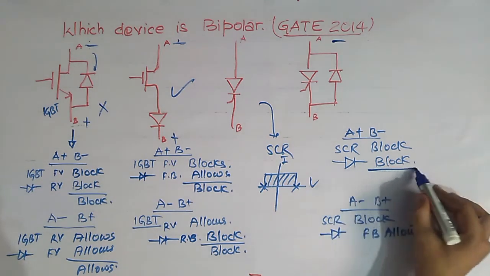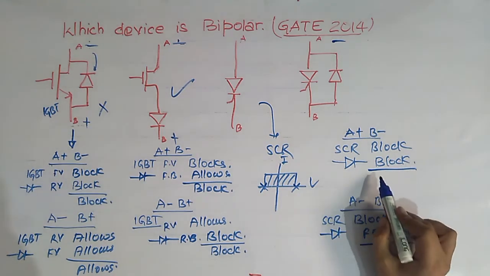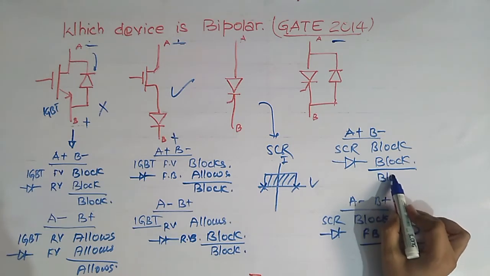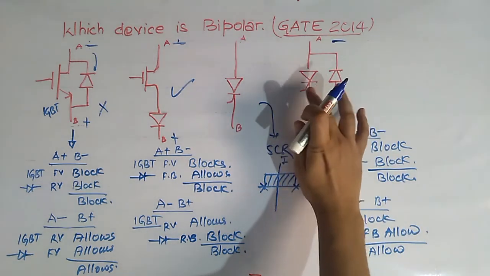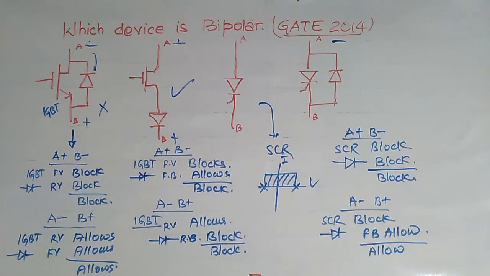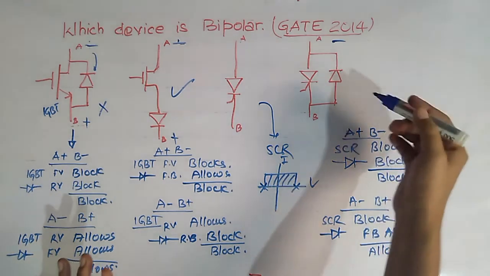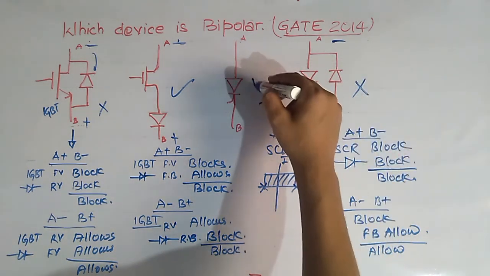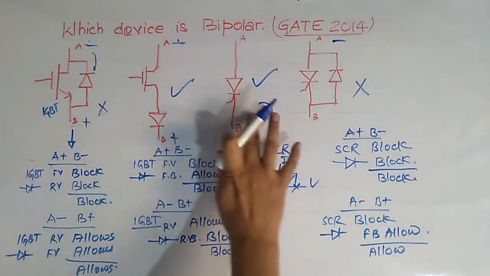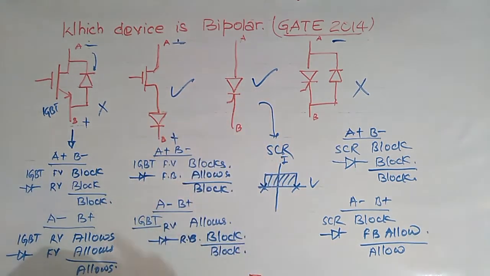Overall, as both devices are in parallel, we can say that for A positive, B negative, this device will block, and for A negative, B positive, this device will allow, because both the SCR and the diode are in parallel. So we can say that overall this device is unipolar. So this is not correct. Only these and these options are correct.